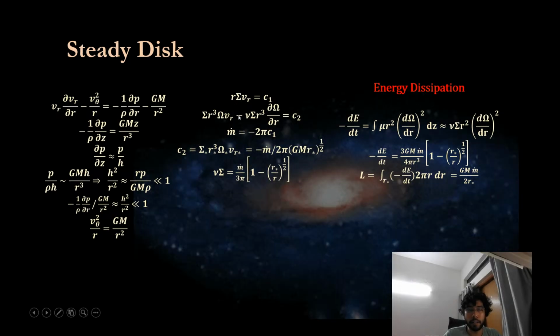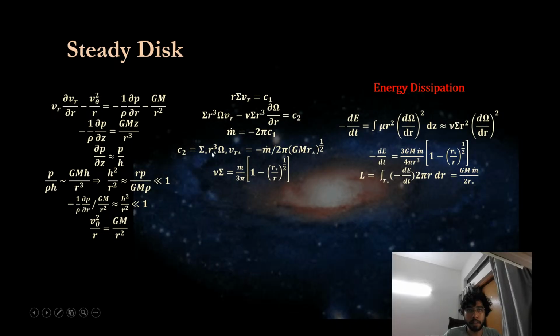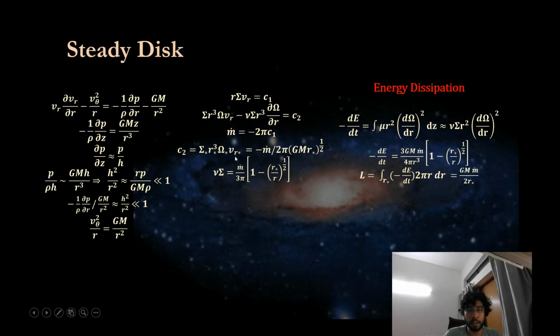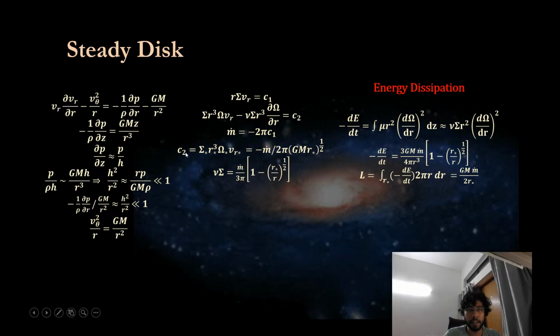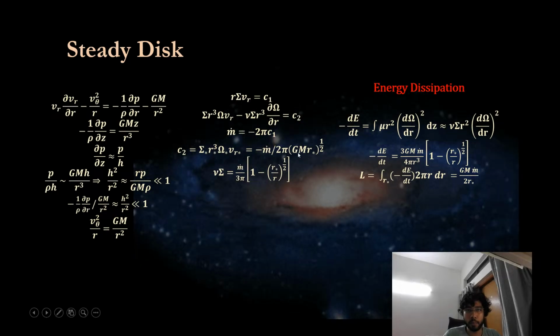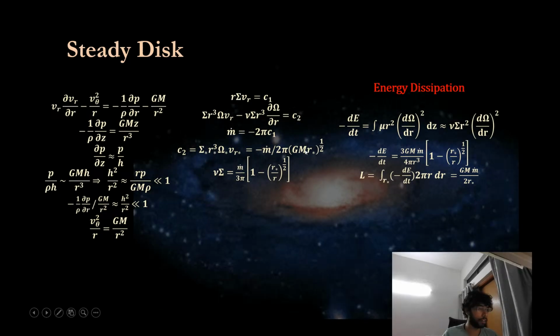So at the surface of the star, which I denote with this asterisk symbol, C2 will be sigma star r star cube omega star v r star. Okay? And now we want to see if we can relate this C2 with some known parameters like m dot and r star. So I will derive how we get C2 from here to here.